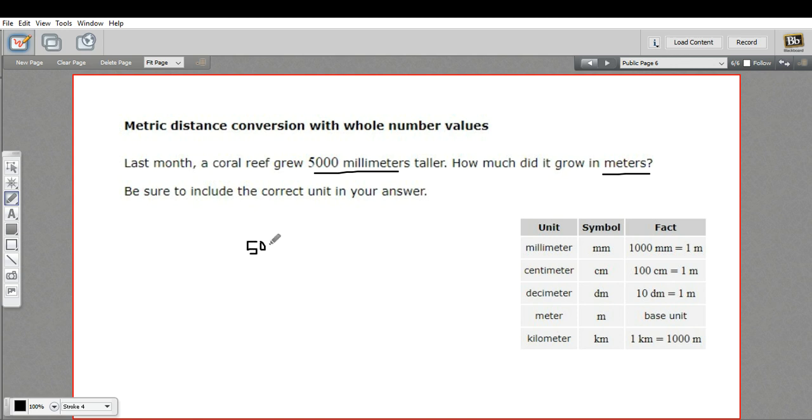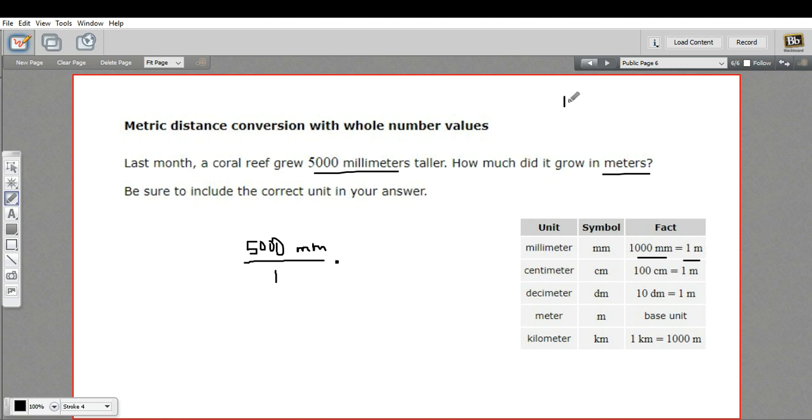So we're going to start with 5,000 millimeters. And I'm going to write that as a fraction. So I'm just going to put it over 1. That's the way to make anything a fraction. And then we're going to multiply it by another fraction that is going to be a ratio of conversion. So this fact that 1,000 millimeters equals 1 meter, we're going to set that up as a ratio.